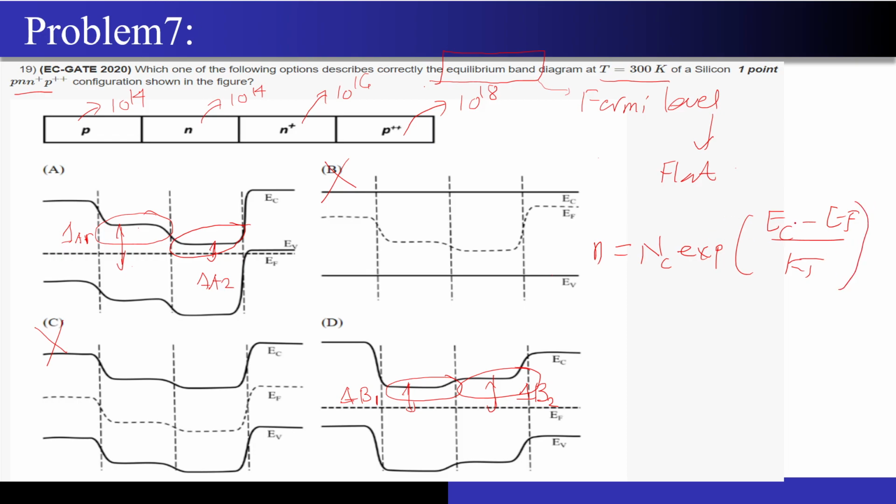Correct? Now what does this mean? If EC minus EF is higher, then my electron concentration should also be higher. Correct? This is a simple logic that we will apply. Now based on this logic, can you please tell me, on option number A, where do you think the electron concentration will be higher? This delta A1 side or this delta A2 side?